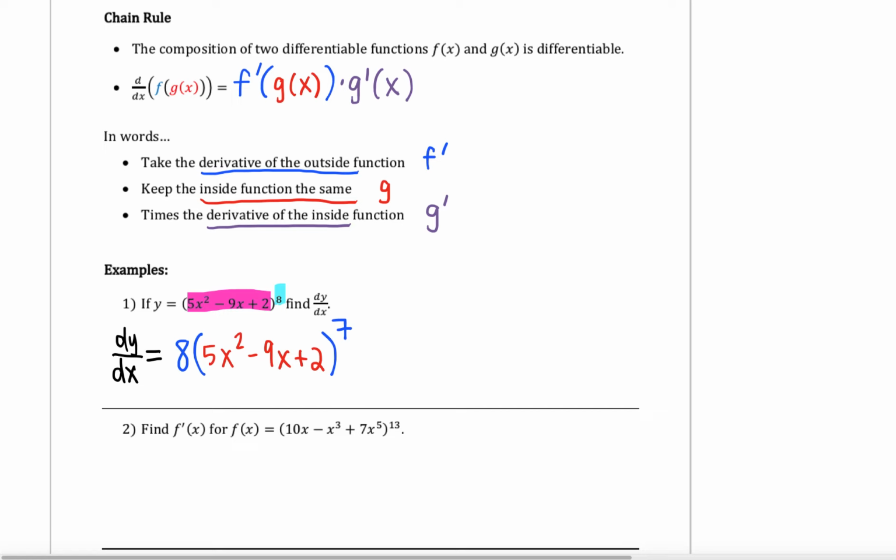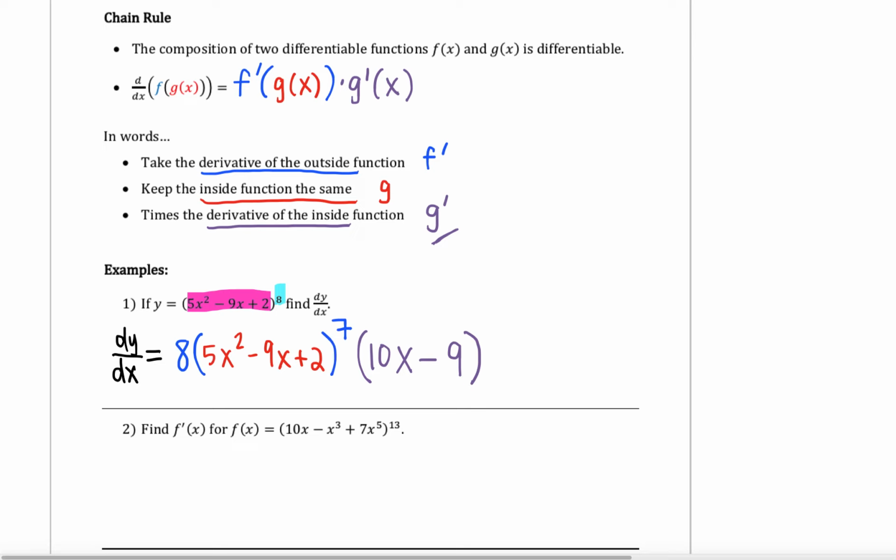So far I've done part of the chain rule here. I took the derivative of the outside function, so using the power rule, the 8 came down, and I'm now to the 7th power. I've also kept the inside function, the quadratic, the same, times I now want to take the derivative of the inside function. The derivative of 5x squared would give us 10x using the power rule, and then the derivative of negative 9x would give us minus 9, and then the derivative of 2 would drop to 0. So in parentheses here, my 10x minus 9 is representing that g prime, or the derivative of the inside function. The whole thing is in parentheses because I'm multiplying it to the f prime of g of x piece.